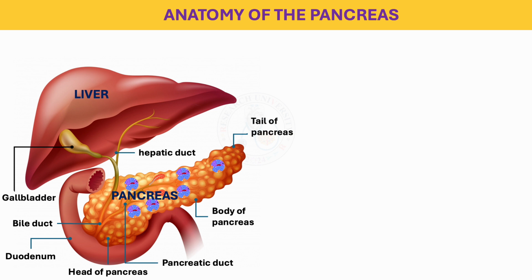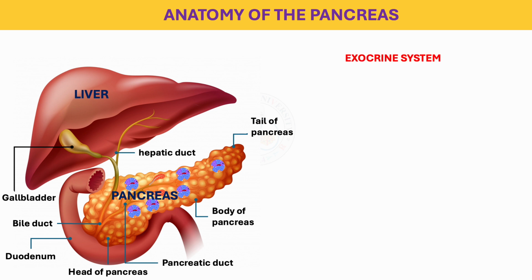The pancreas contains mainly two types of ducts. One is the pancreatic duct, another one is the common bile duct. These ducts join together to form the ampulla of Vater, which empties into the duodenum. The pancreatic duct carries the digestive enzymes from the pancreas, while the common bile duct transports bile from the liver and gallbladder.